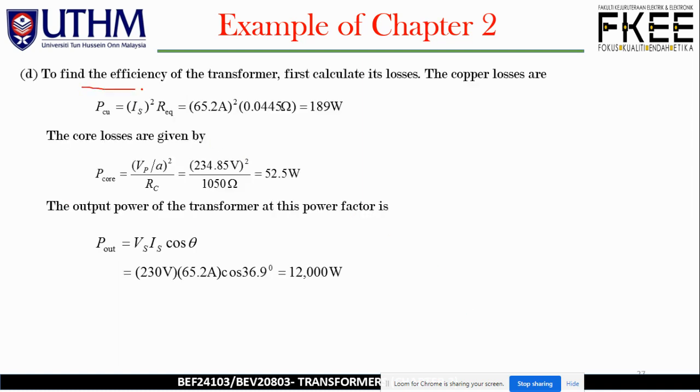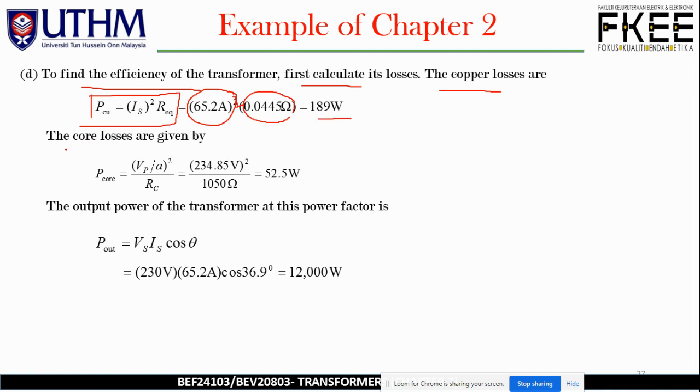Now part D, to find the efficiency of the transformer, first calculate its losses. The copper losses are taken from the previous equation. So P copper equal to Is squared Req, where 65.2 is the value of Is, squared, and Req is 0.00445, giving us P copper equal to 189 watt.